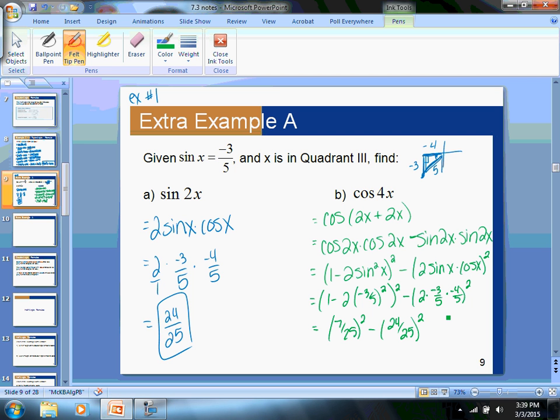So now it's a calculator problem. Take 7 over 25, square it, and subtract 24 over 25 squared. And you should get negative 527 over 625. So you get a big fraction, but at least you get an answer. You get a numerical answer.